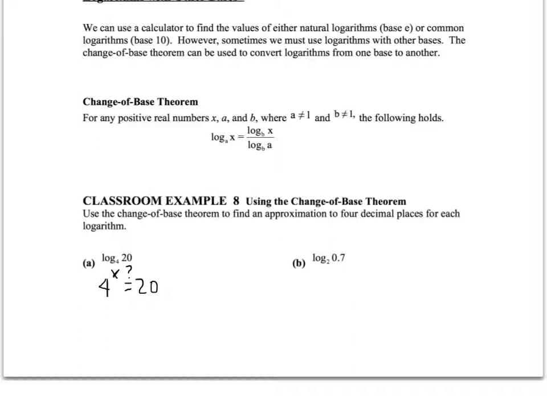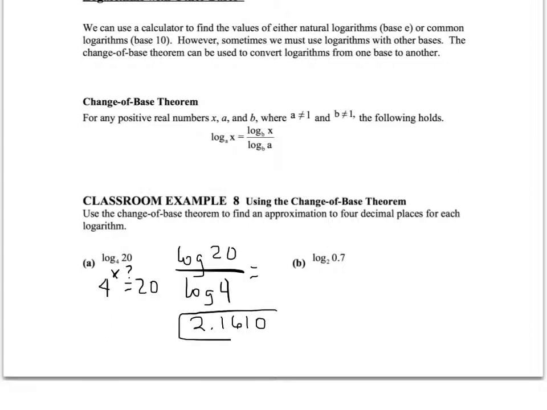The calculator can actually find it for you if you convert these to base 10 logarithms and you divide the log of the argument divided by the log of the base. So if you were to type in log 20 divided by log 4 in your calculator, make sure you carefully enter it, you close off parentheses where you need to, you would come up with a value. And this tells us to round to 4 decimal places here. You should get 2.1610.